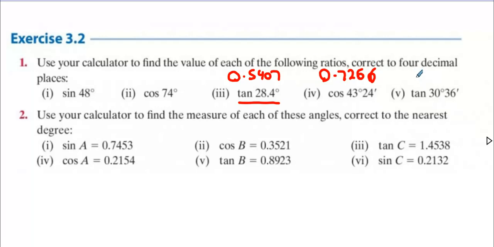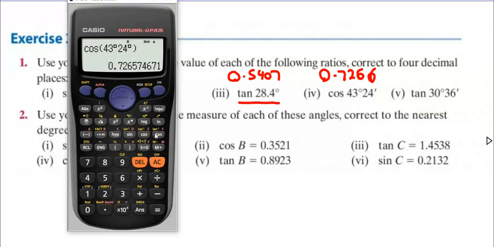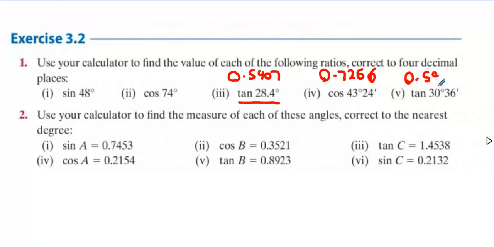Okay. We'll do one more. 30 degrees, 36 minutes. That's what we got, 0.5914. Everybody cool with that?